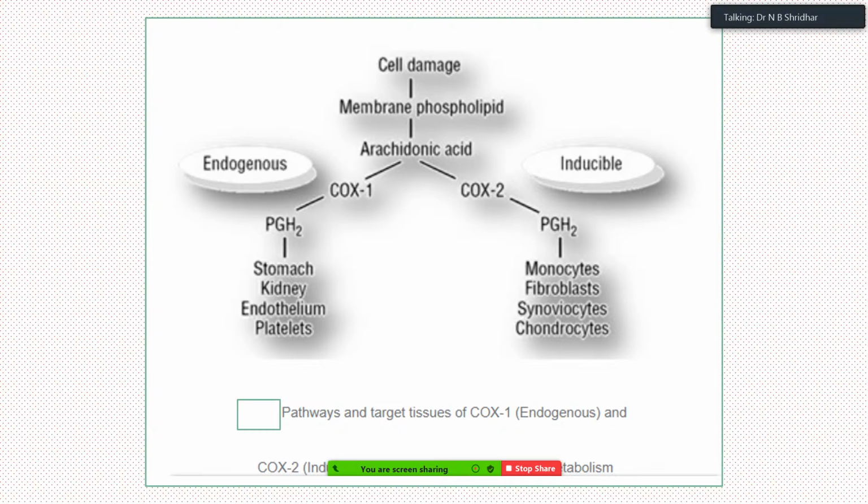So this is a very brief diagram of how cell damage causes membrane phospholipid release, and the membrane phospholipids are converted to arachidonic acid. The arachidonic acid, in the presence of the endogenous COX-1 and the inducible COX-2, COX-1 produces PGH2, especially in the stomach, kidney, endothelium and platelets. Whereas COX-2 is an inducible enzyme that produces PGH2, and it is also produced from monocytes, fibroblasts, synoviocytes and chondrocytes. All these are pathways and target tissues of COX. So this is the endogenous one.